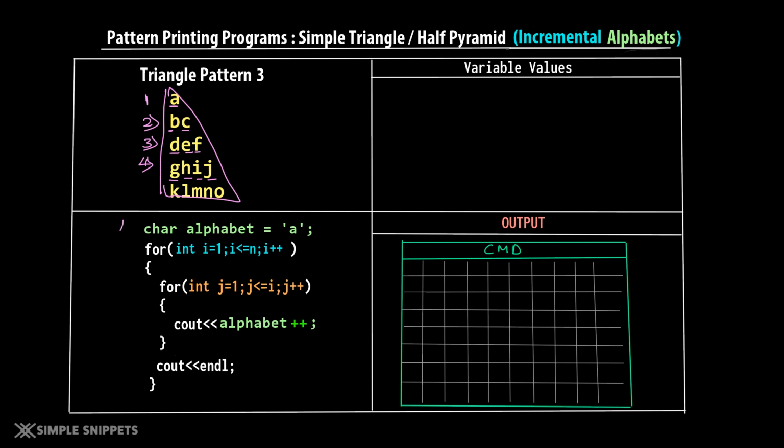Okay. So for this we create the char alphabet outside the outer for loop only once and initialize it with A. So let's do that. So alphabet equals to A.